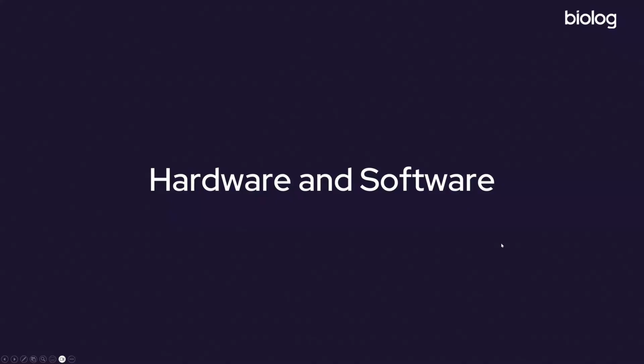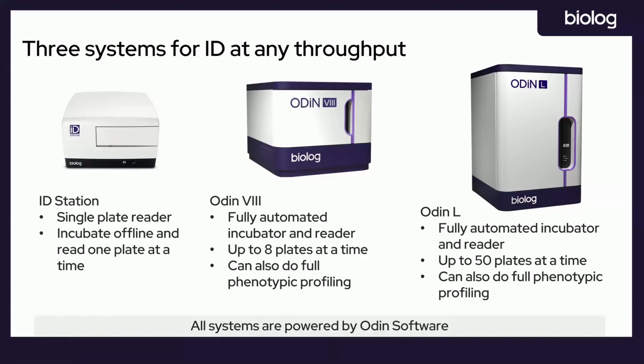Okay, so before I turn it over to Max, I just want to spend a couple of minutes talking about our software and our instruments that are an important part of the workflow. We have 3 systems for different throughput needs that allow you to choose the solution that's right for you. So the ID station on the left is kind of like a classic plate reader where plates are incubated somewhere else and then they're brought in to read one at a time.